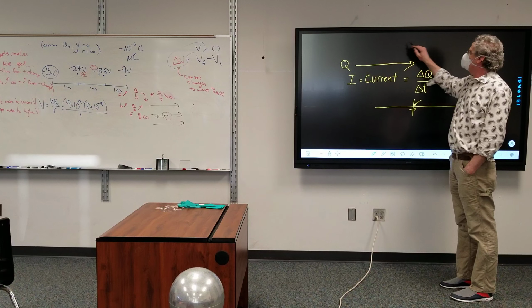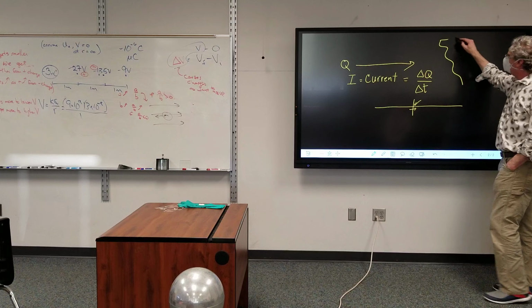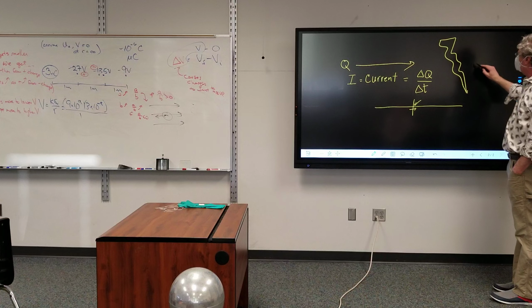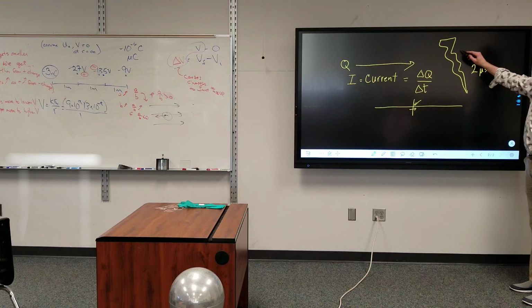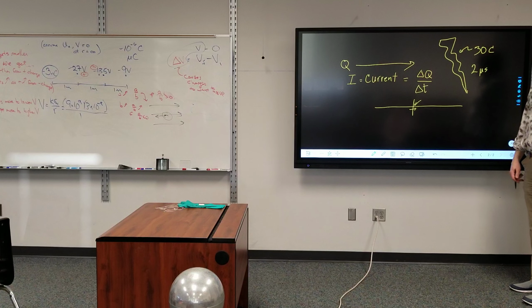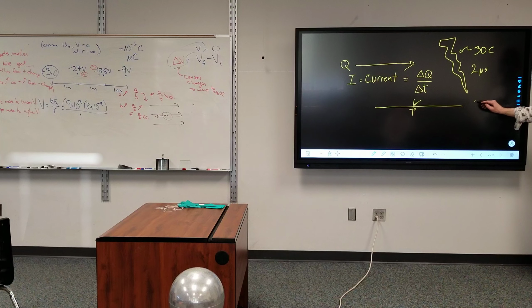So if I've got a lightning strike, and it takes 2 microseconds for the lightning to hit the ground, and the charge on this is 30 coulombs, what is the current of the lightning? What's the current that's flowing through the air? Well, I have 30 coulombs over 2 times 10 to the negative 6 seconds. And I end up with 15 million coulombs per second.